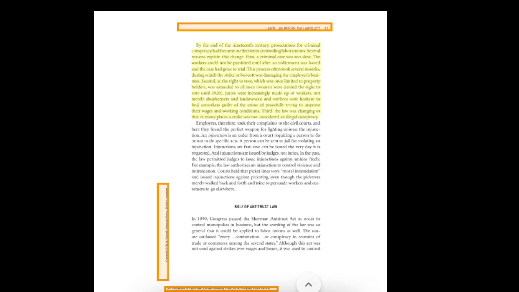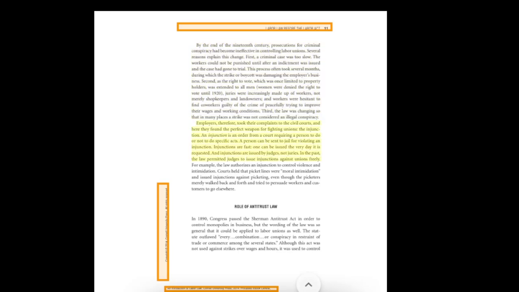Second, as the right to vote, which was once limited to property holders, was extended to all men, women were denied the right to vote until 1920. Juries were increasingly made up of workers, not merely shopkeepers and landowners, and workers were hesitant to find co-workers guilty of the crime of peacefully trying to improve their wages and working conditions. Third, the law was changing so that in many places a strike was not considered an illegal conspiracy.